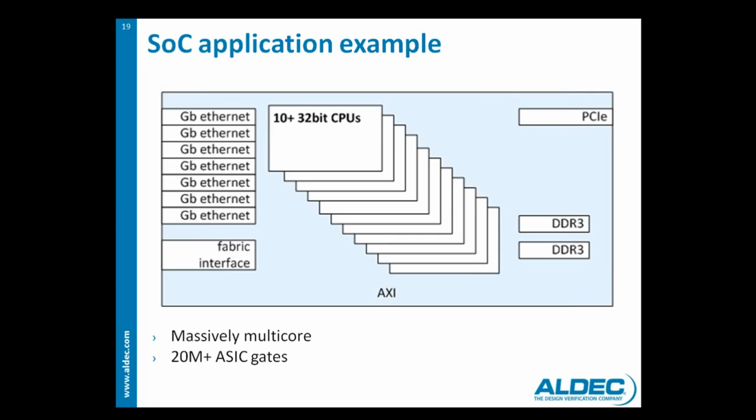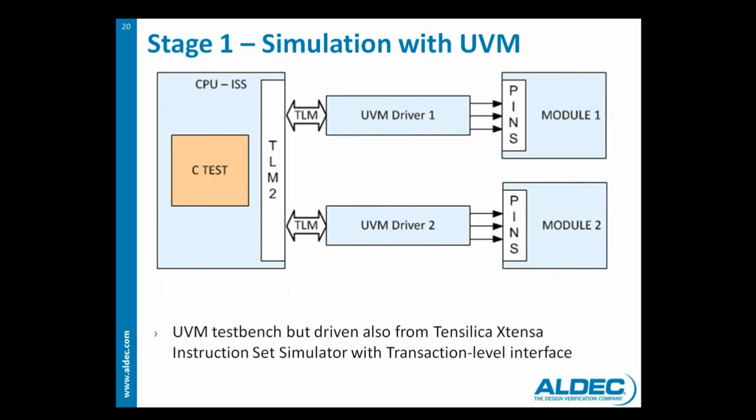During the first stage, we were trying to simulate with UVM. As you can see, the UVM driver is tagged to the actual RTL design using a virtual interface. On the other hand, we have instruction set simulation. It's basically meant for the CPU breakpoint or stepping of these processors. The C test is applied on the CPU so that it can process data to the individual modules.